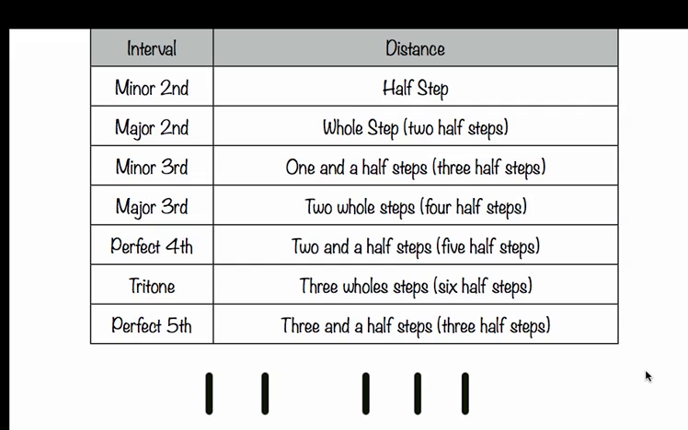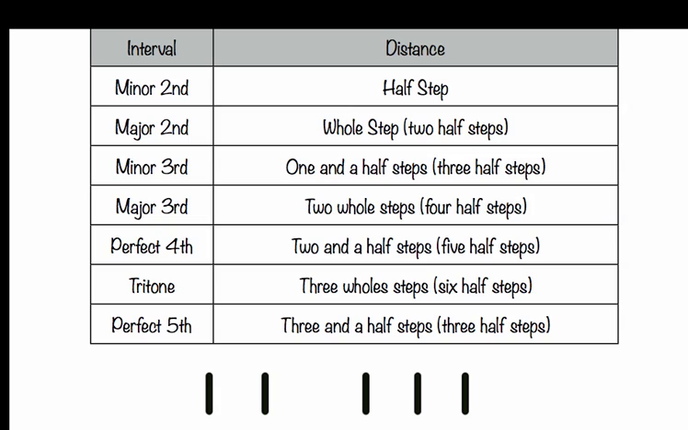So to review, here's a representation of our keyboard. You can refer to a minor second as just a half step, C to D flat. A major second is a whole step, C to D. A minor third is 3 half steps, 1.5 steps, C to E flat. Whereas a major third is 2 whole steps, C to E.